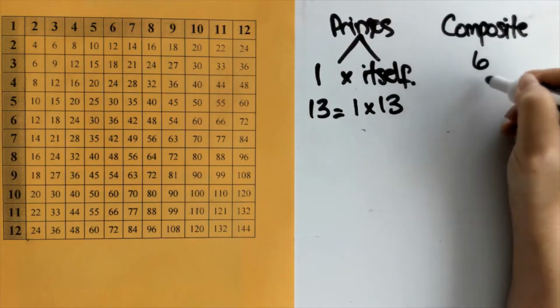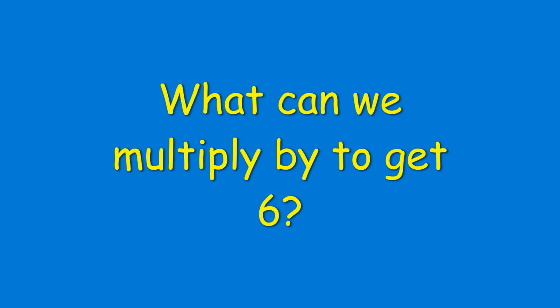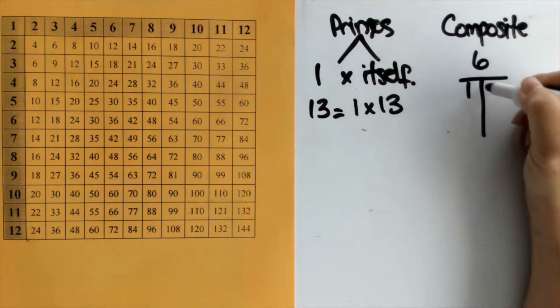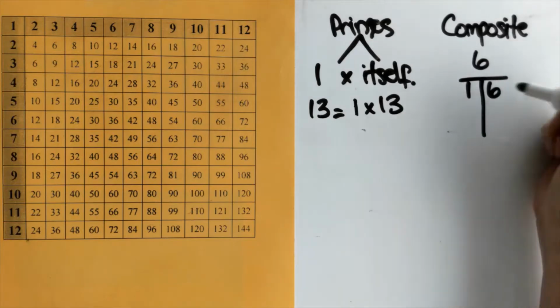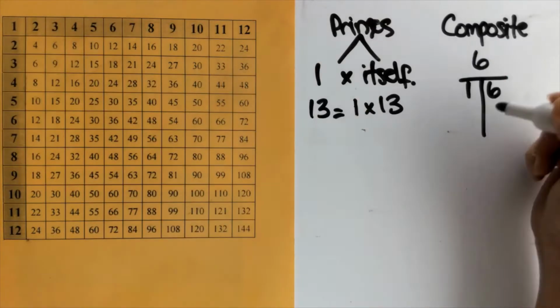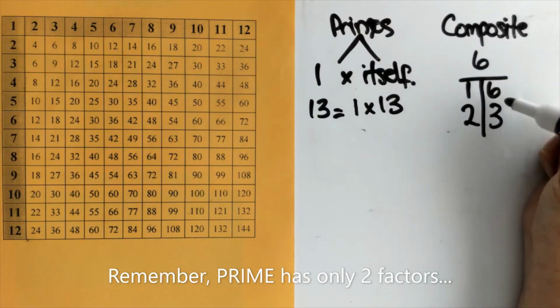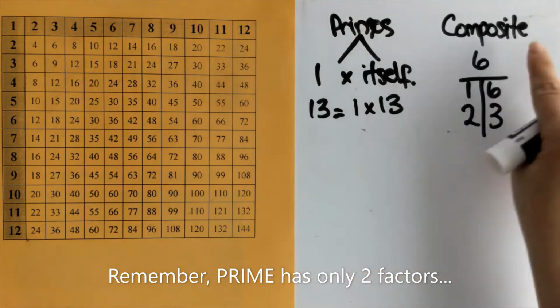For example, we have 6, and we can build a little T-chart for this. We can multiply 1 and itself to get 6. And then another way we can get to 6 is also 3 times 2. So because 6 actually has 4 factors, it is no longer a prime, it is called a composite.